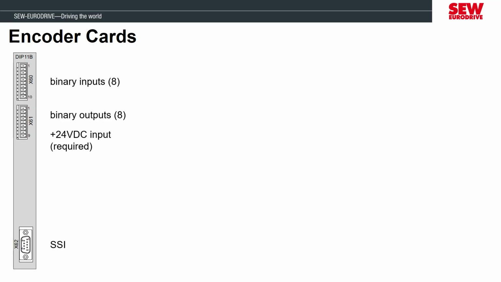The next encoder option is different than the rest because it has to be used in the tall expansion slot of the MOVIDRIVE, and it adds some additional binary inputs and outputs if you needed more I/O. You'll notice the encoder port is named X62, and this is because it only supports SSI encoders. This stands for Synchronous Serial Interface. This is used for absolute encoders and is a very common protocol for laser distance encoders.